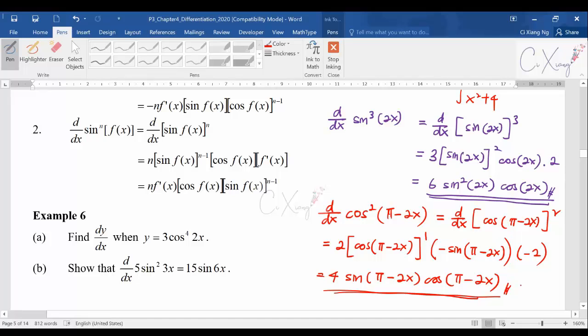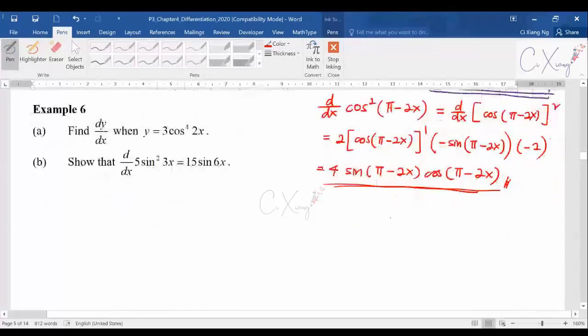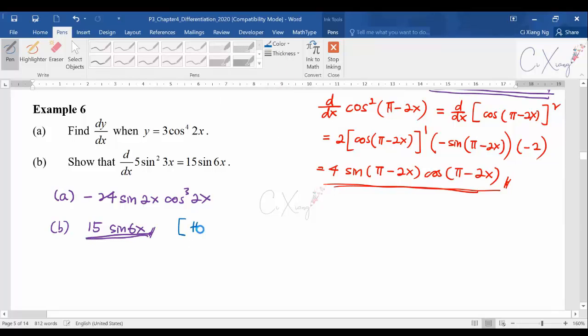All right, so if no problem, let's try Example 6 yourself, part A and part B. I'll give you the final answer. So part A, if you didn't make any mistake, your final answer should be negative 24 sine 2x cos power 3 of 2x. And then for part B, you will get 15 sine 6x. They want you to prove your final answer to get 15 sine 6x. Okay, but I'll give you a hint here.